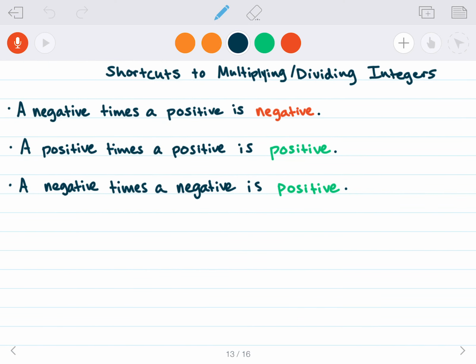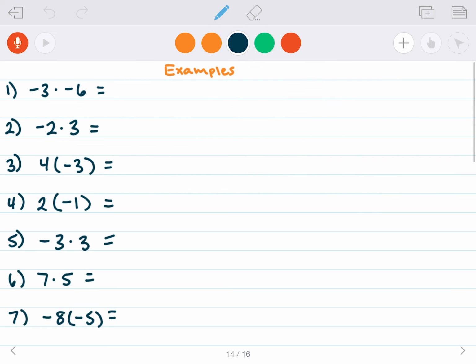All right, so we talked about adding and subtracting integers, and the next thing I want to talk about is multiplying and dividing. This is pretty straightforward. When you have a negative times a positive, it's negative, and when you have a positive times a positive, it's positive, and a negative times a negative is positive. So as long as you can remember these things, you can divide and multiply integers pretty easily, because you're just multiplying the numbers and figuring out what the sign is.